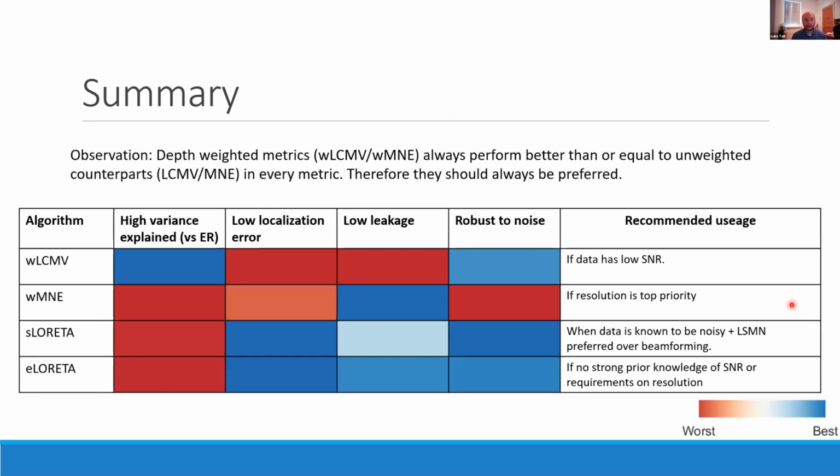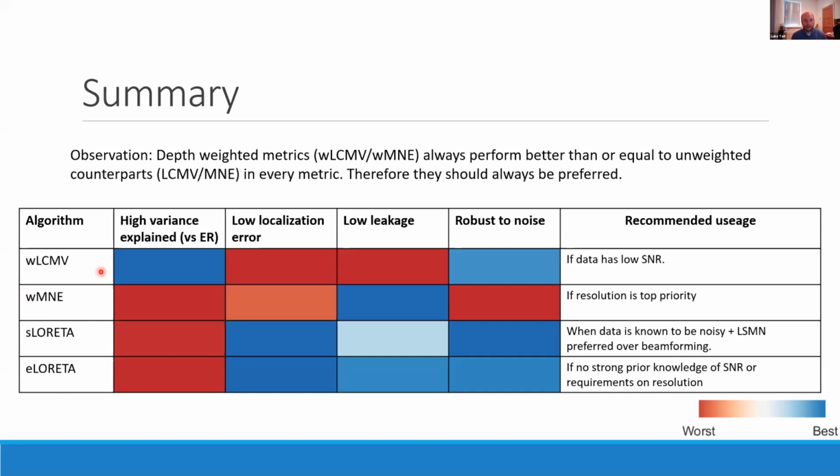So that's a lot of information in a short amount of time. I thought it'd be handy if I summarize these results in a big table and give some conclusions. The first observation was that the depth weighted metrics, the weighted LCMV and the weighted MNE, always performed better than or equal to the unweighted counterparts, LCMV or MNE, in all of the metrics that we looked at. So based on our results, we should prefer the depth weighted metrics. This is kind of expected. The depth weighting is supposed to improve the result.